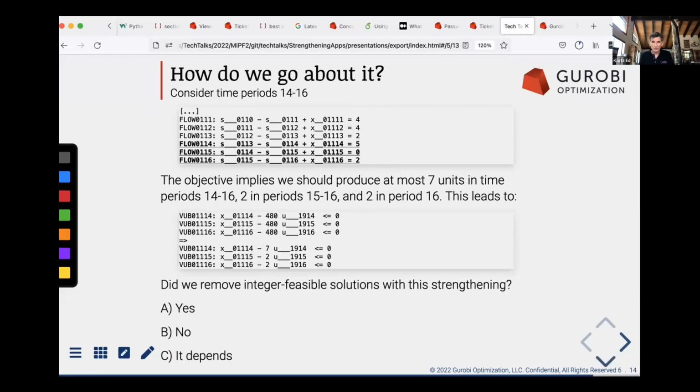Okay, so with that description, one more question for the road here. So the question is, did we remove integer feasible solutions with this strengthening? Didn't you kind of give the answer away already? Maybe. It depends.